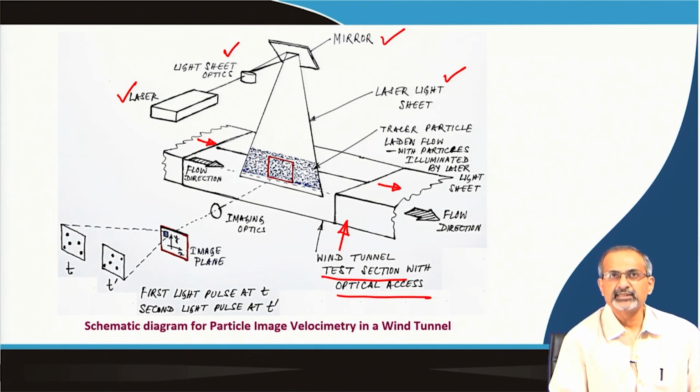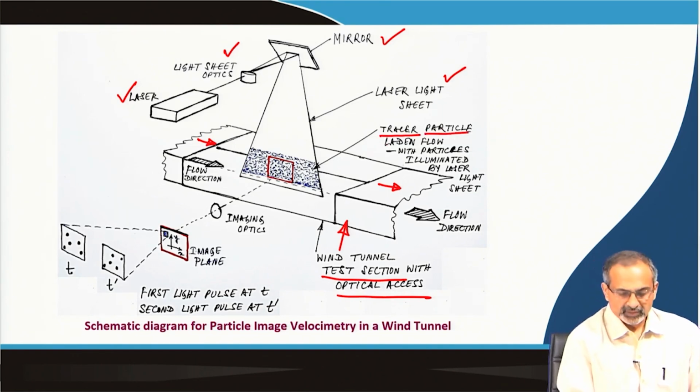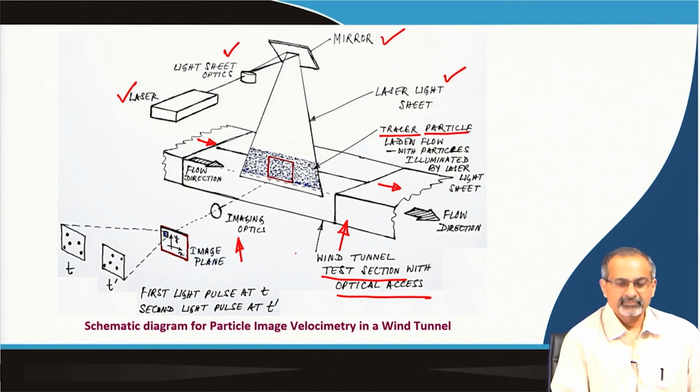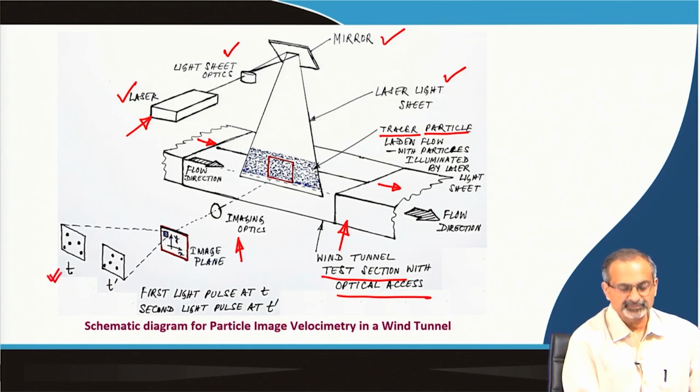With the laser light sheet, you illuminate the flow. The illuminated flow helps us to visualize the tracer particles. And imaging optics comprised of cameras are looking at that flow and acquiring the images. The laser would produce sheets of light at very close intervals of time, one at time t, another at time t dash, separated by a very short time interval between the two.